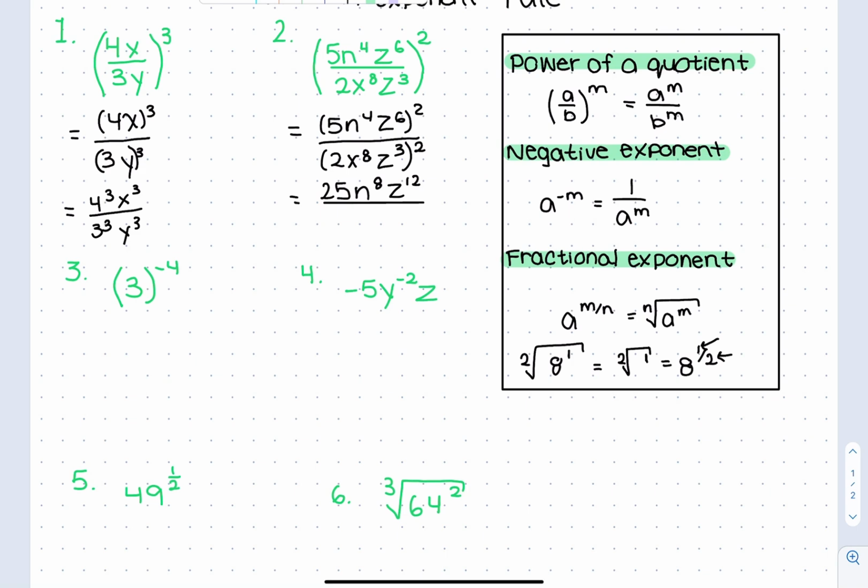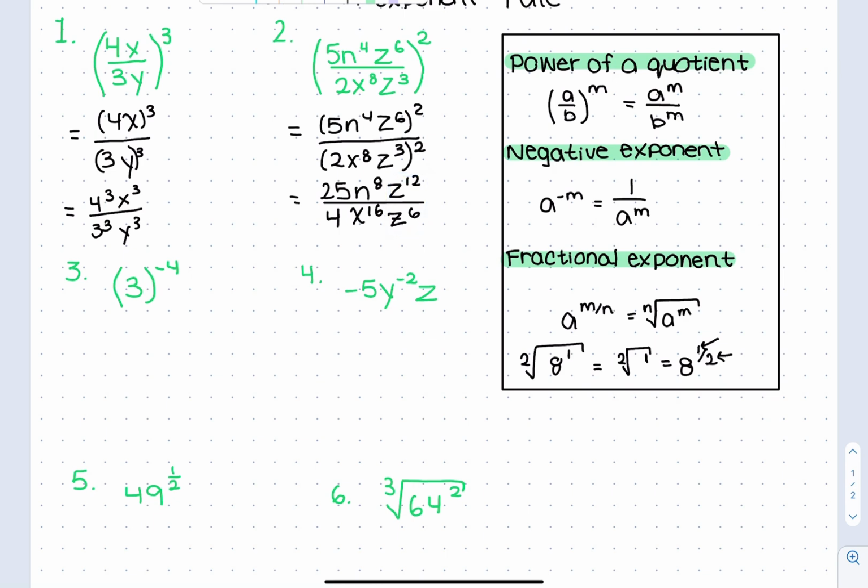And then on the bottom, we have 2 squared, which is going to give us 4. Then we have x to the 8 squared, which gives us x to the 16. And finally, z to the 3 squared, which gives us z to the 6. We can also reduce this one, so if there are any common factors between these two numbers, can we reduce those in any way? And if you have variables that can subtract, like z, you could do that as well. But we're just going to focus on this one rule.